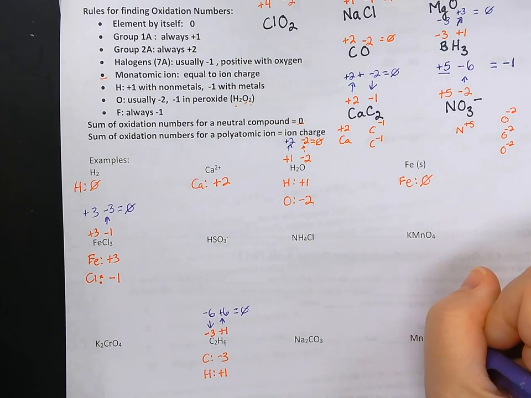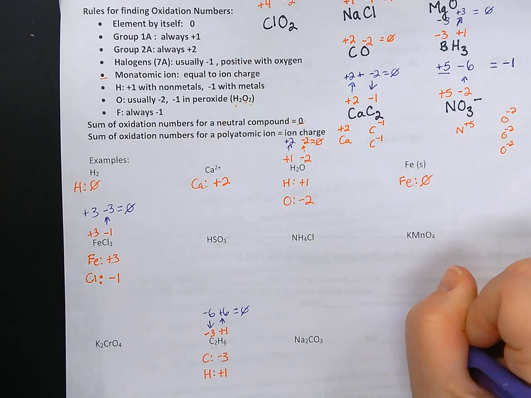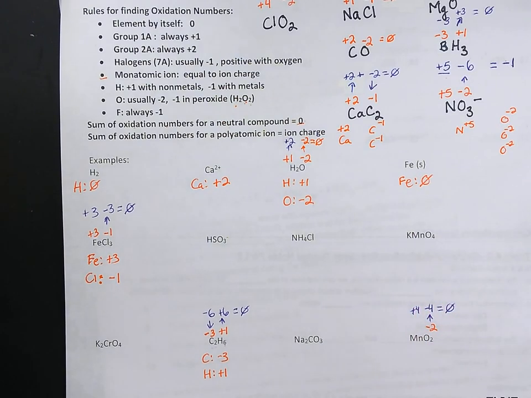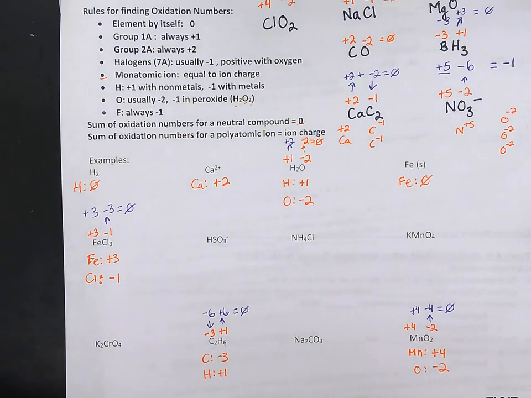Okay, so we've got 2 of those. That's going to mean we have a total of negative 4. So manganese has to be positive 4 for this to add up to 0. And there's only 1 manganese, so it gets all of that positive 4. So Mn is positive 4, and oxygen are each negative 2.